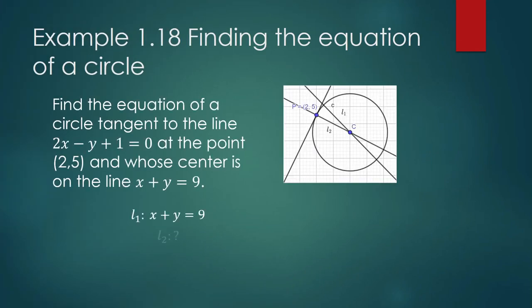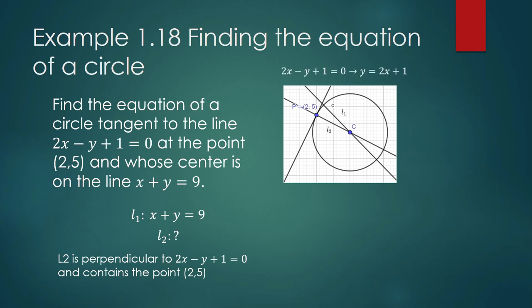Let us write the equation for L2. But first, we need the slope of the tangent line. What is the slope of the tangent line? Let us write that in slope-intercept form, the slope is 2. What is the slope of L2? The slope of L2 is equal to the negative of the reciprocal of the slope of the tangent line. So that's negative 1/2. We already have the slope and the point. So we can now write the equation in point slope form.